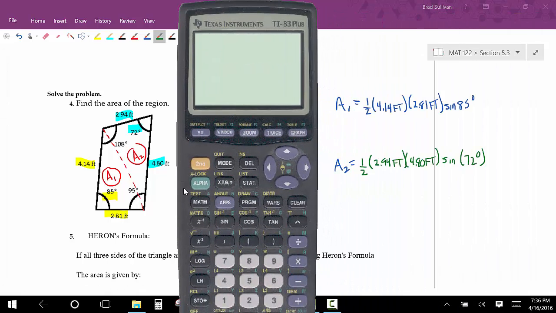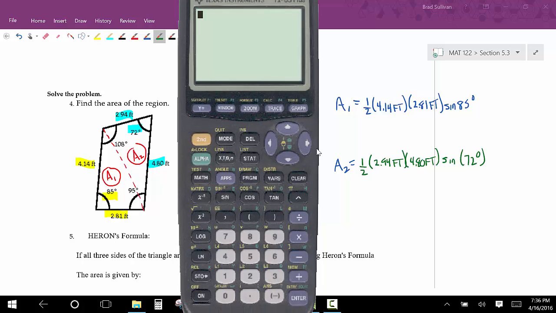All right, so I'm going to go ahead and just do this on the calculator, each one. So A1, I'm going to put in 0.5 times 4.14 times 2.81 times the sine of 85. Okay, and then that will compute as approximately 5.8 square feet when I do that. So I just did 1/2 times the product of the two sides times the sine of the included angle 85.